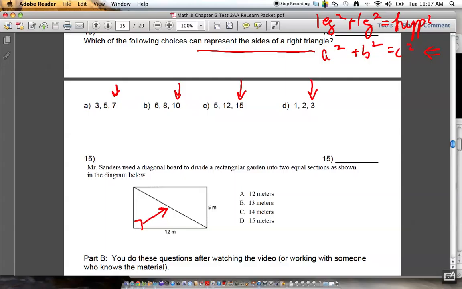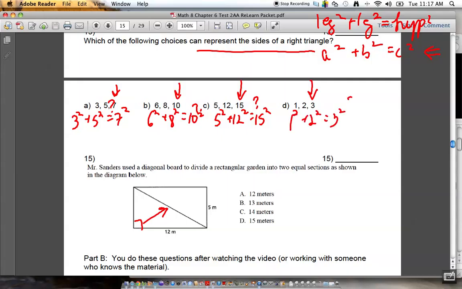is the hypotenuse. So I'm going to look at these, and what I'm going to do is try. Does 3 squared plus 5 squared equal 7 squared? I don't know. Does 6 squared plus 8 squared equal 10 squared? I don't know. Does 5 squared plus 12 squared equal 15 squared? I don't know. Does 1 squared plus 2 squared equal 3 squared? I don't know. So let's just go through this one real quick and show you that it doesn't work. 1 squared is 1, 2 squared is 4, 3 squared is 9. Does 1 plus 4 equal 9? No. So obviously that's not the right choice.